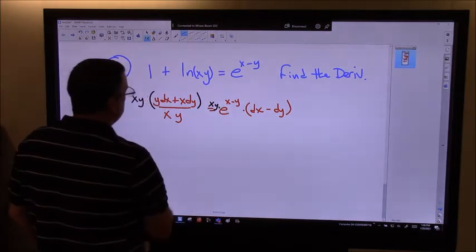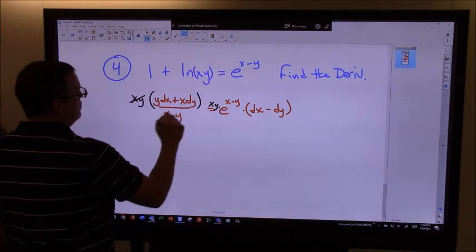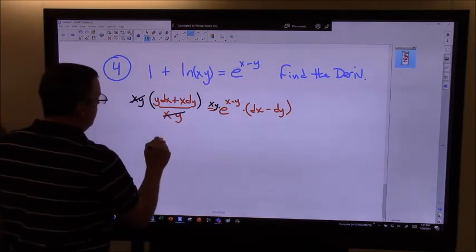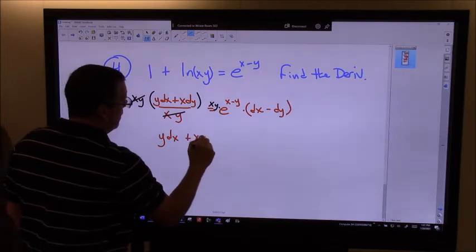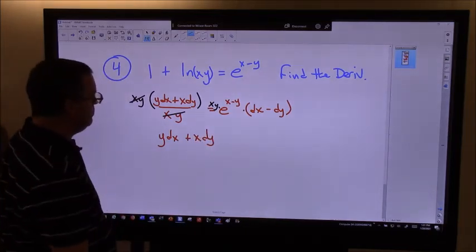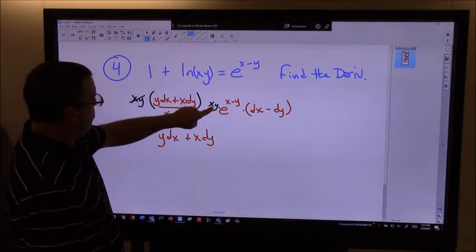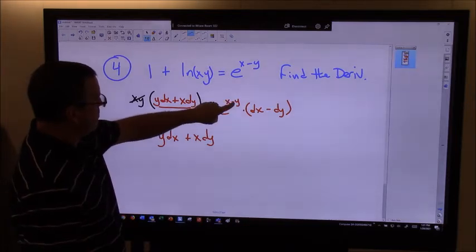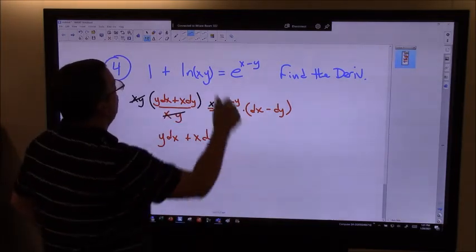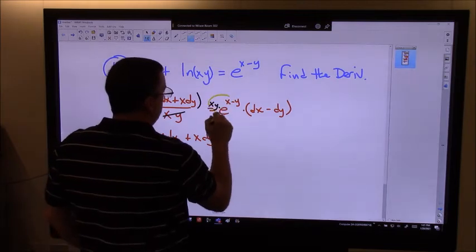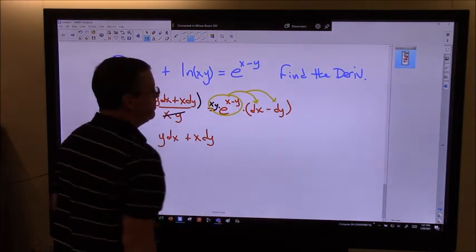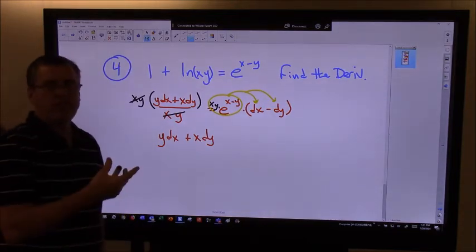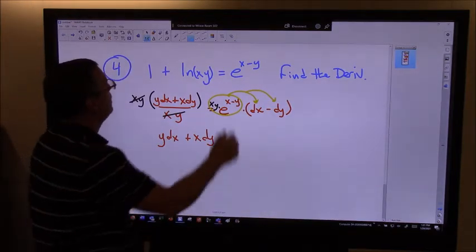All right, so these cancel. And so I now have y times dx plus x times dy. Here I've got xy e to the x minus y. And so what I'm going to do is take this whole thing and distribute it to each of these. That's how we get each term to have either a dx or a dy.